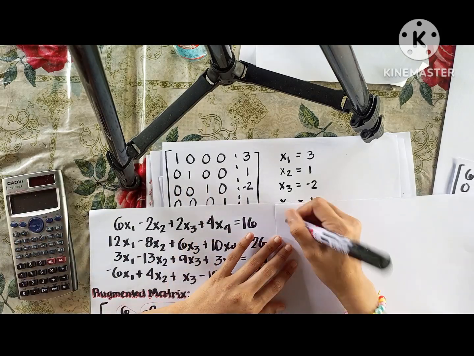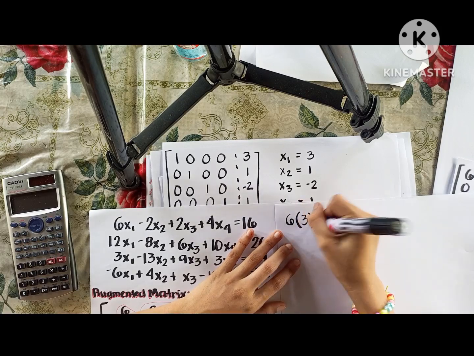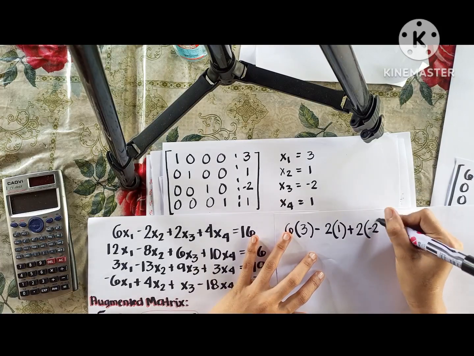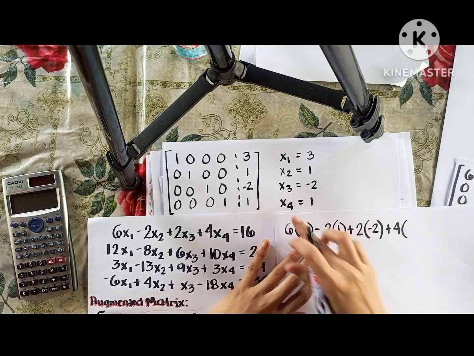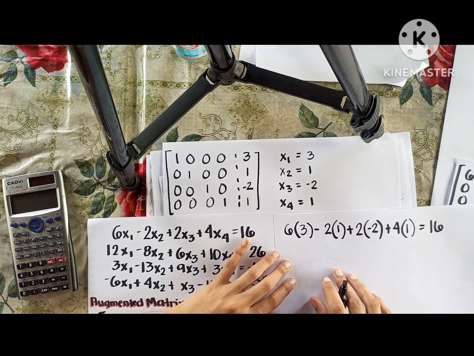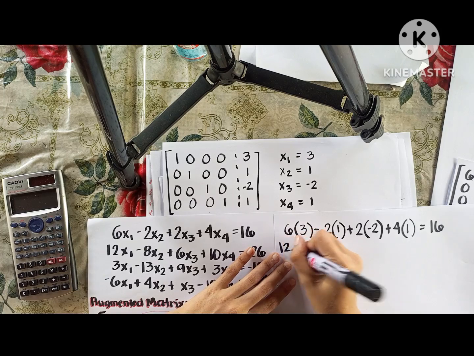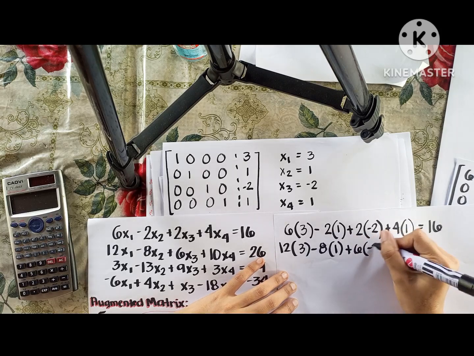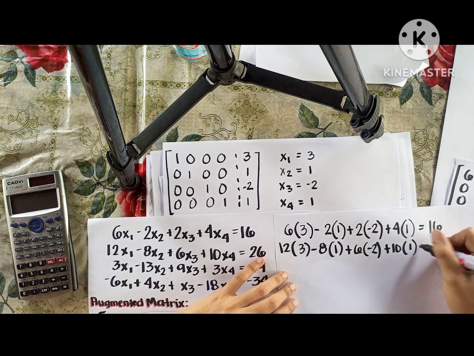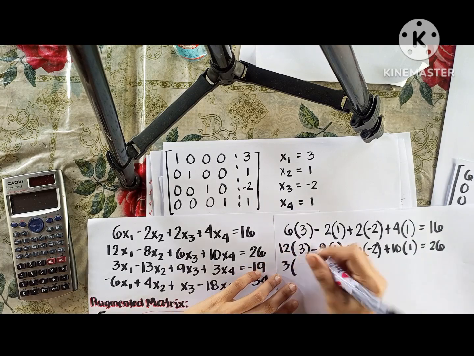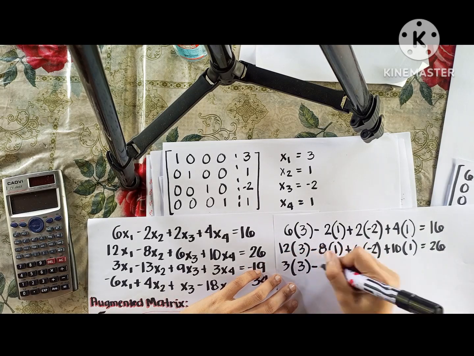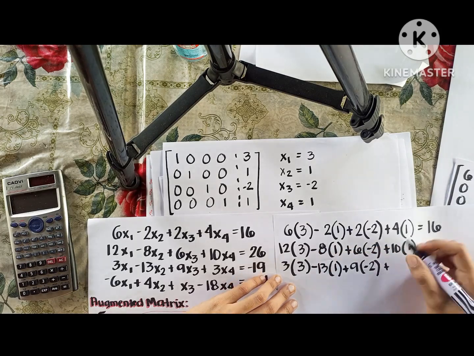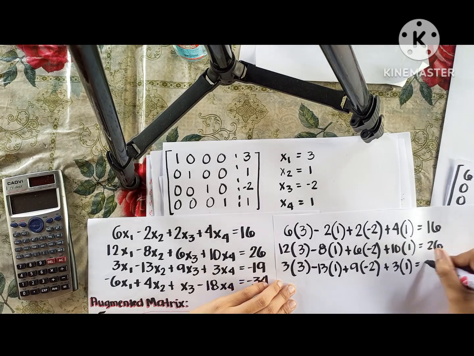So, we have here 6 times the value of x sub 1, which is 3, minus 2 times the value of x sub 2, that is 1, plus 2 times the value of x sub 3, that is negative 2, plus 4 times the value of x sub 4, that is 1, is equal to 16. Next, 12 times the value of x sub 1, that is 3, minus 8 times the value of x sub 2, that is 1, plus 6 times negative 2, plus 10 times the value of x sub 4, that is 1, is equal to 26. Next, 3 times x sub 1, that is 3, minus 13 times the value of x sub 2, that is 1, plus 9 times negative 2, plus 3 times the value of x sub 4, that is 1, this should be equal to negative 19.